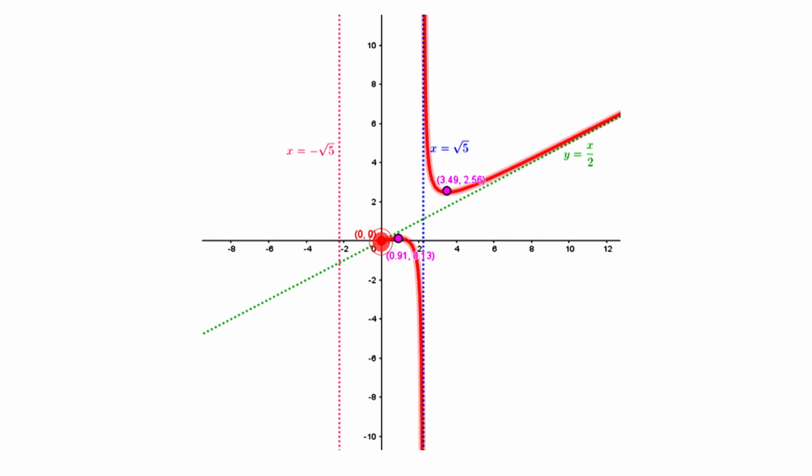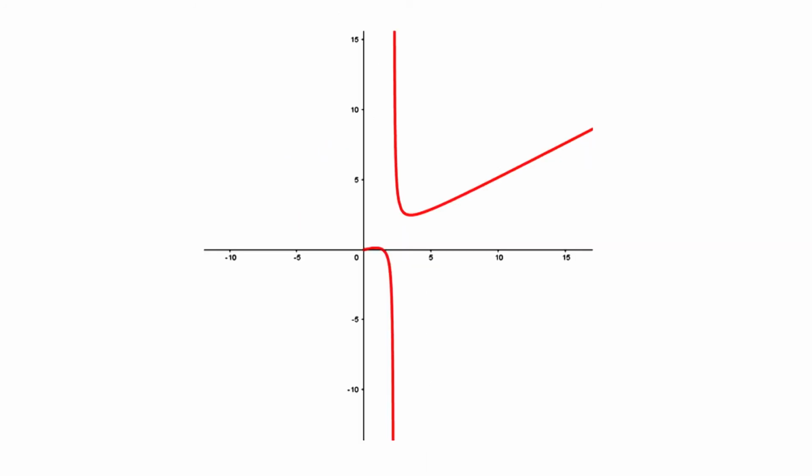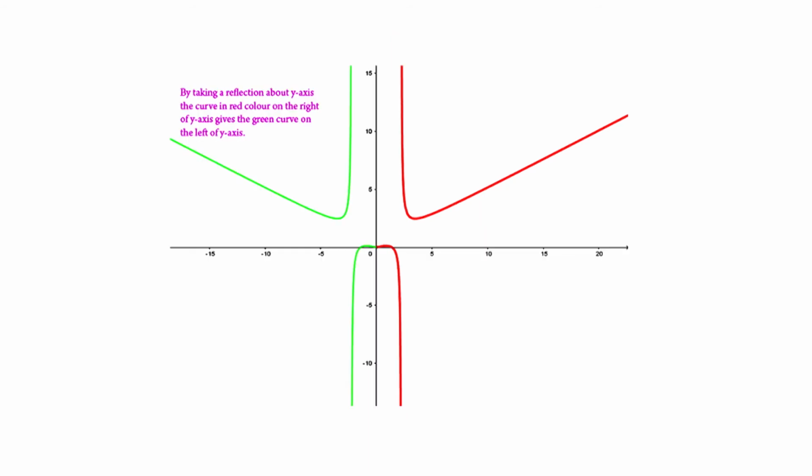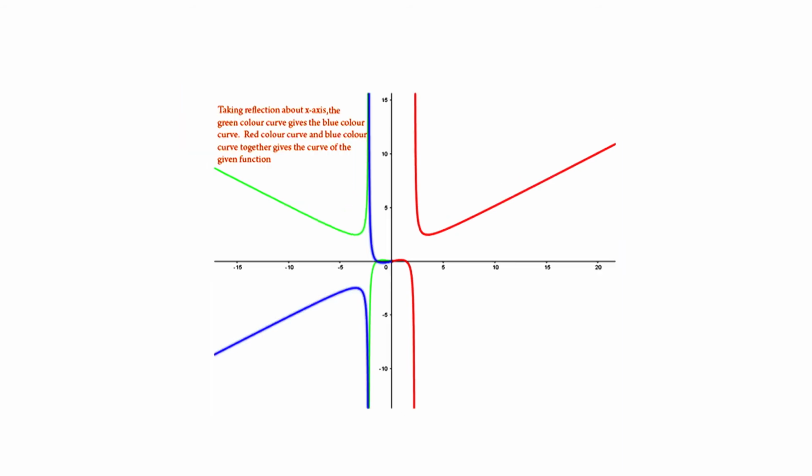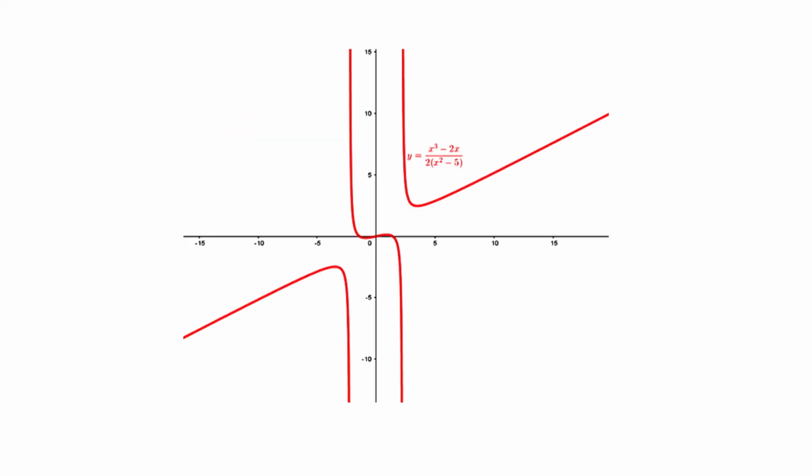We have completed sketching to the right side of the y axis. As the curve is symmetric about the origin, we can complete our work by just taking a reflection about the origin, which is done by taking a reflection about the y axis followed by a reflection about the x axis. This completes the sketching of the graph of f of x equal to (x cube minus 2x) whole divided by 2 times (x square minus 5).